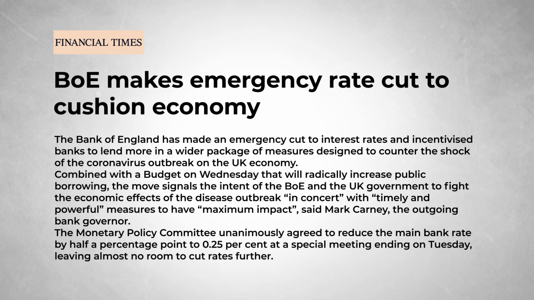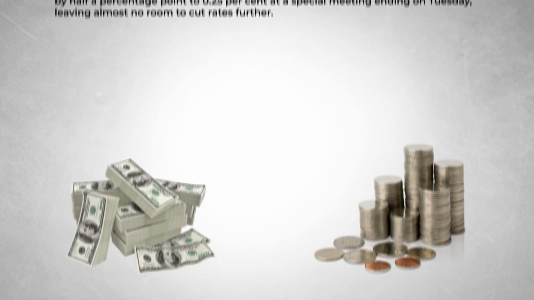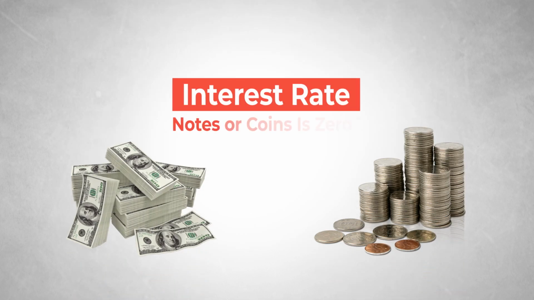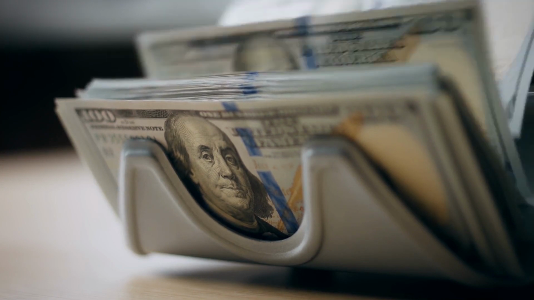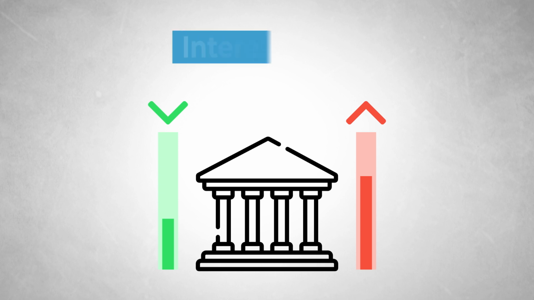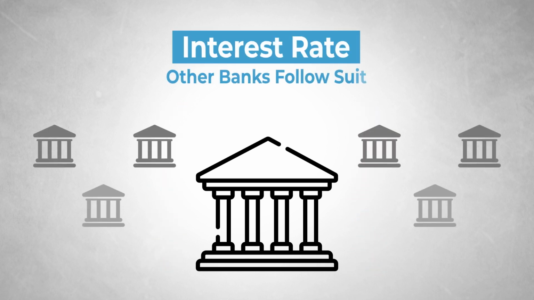Beware that the central bank mostly targets the amount of money rather than the price. Did you know that the interest rate on notes or coins is 0? Yet there are interest rates on the money kept in banks. Why is that? When the central bank increases or decreases its interest rate, other banks follow suit.